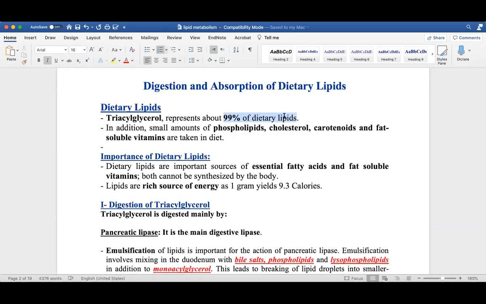In our diet, 99% of dietary lipids are triacylglycerols, which are neutral fats. Triacylglycerols are called triglycerides. Okay? These are the butter, the oils in our diet, and the normal animal fat in our diet.